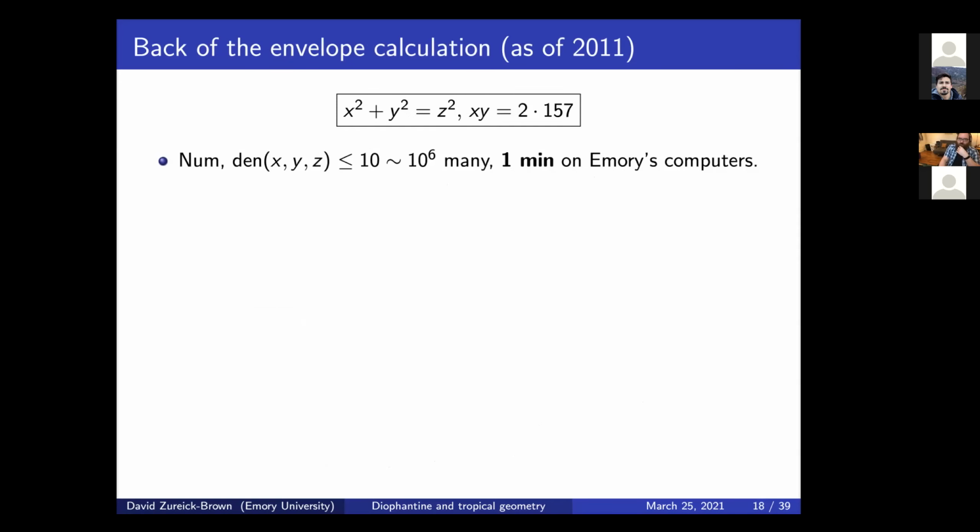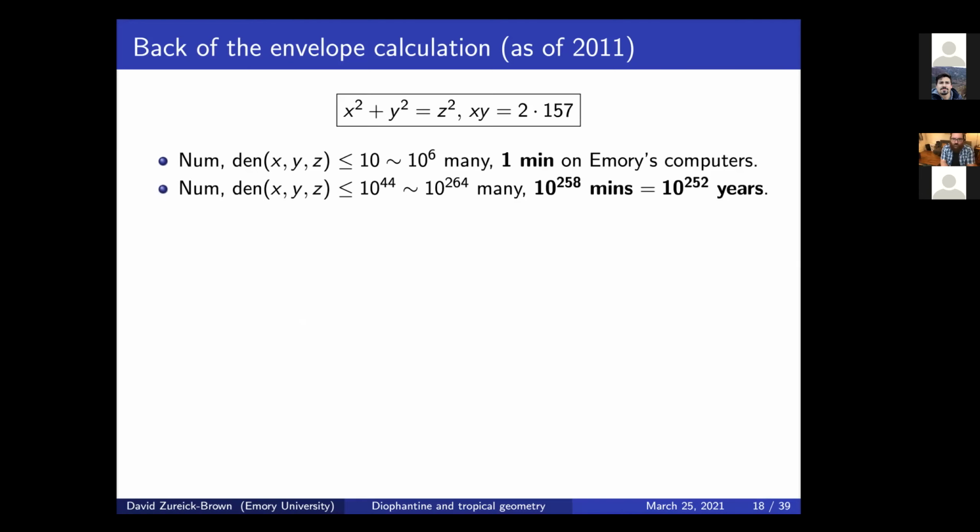It's crazy. So here's a back of the envelope calculation I did in 2011. I have not updated this. So brute force, Emery's computers in our cluster could check numerator and denominator up to 10 to the 6 in about a minute. Now, to check up to 10 to the 44, this would take 10 to the 252 years.